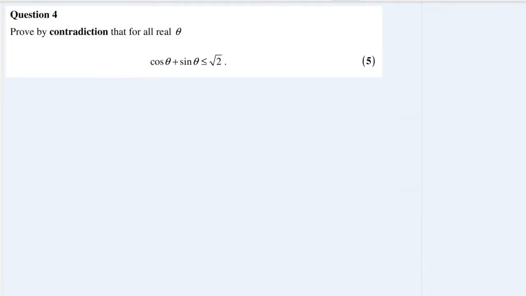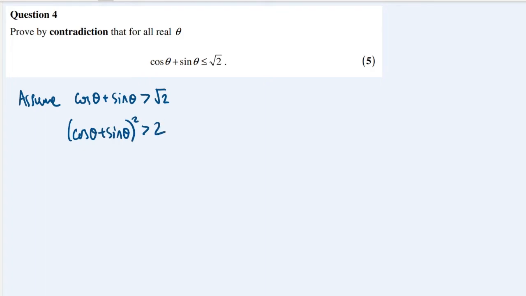We have proof by contradiction. And we start proof by contradictions by assuming the opposite. So we say assume cos theta plus sine theta is greater than root 2. And I'm going to square both sides to give me this.